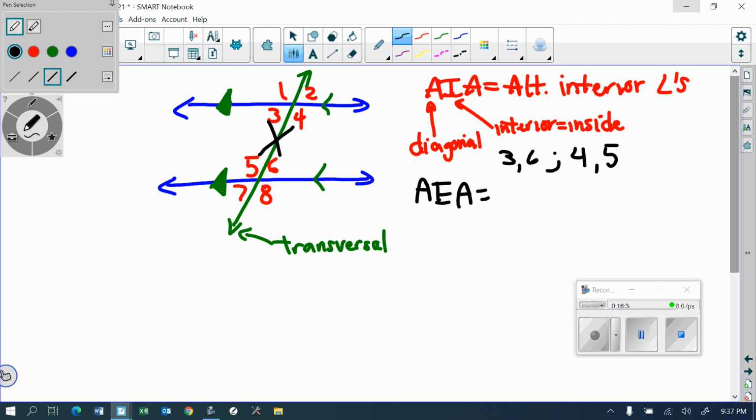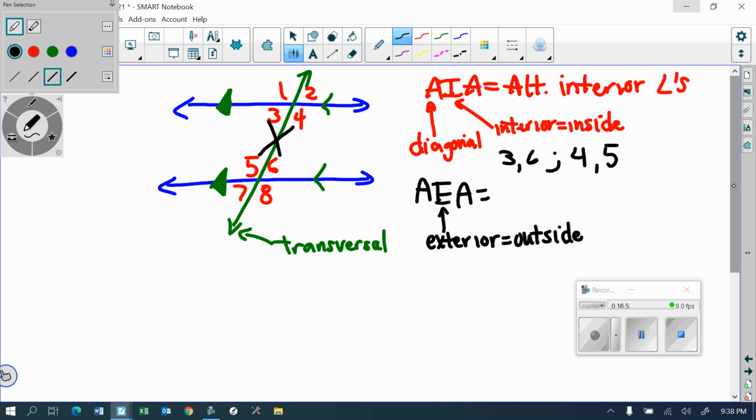Alternate again means diagonal. Exterior means outside. Outside of what? Outside of the parallel lines. So, what are the four angles that are outside the parallel lines? 1, 2, 7, and 8. Those are the only four you can choose from.